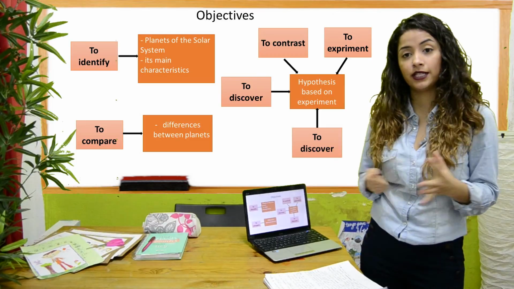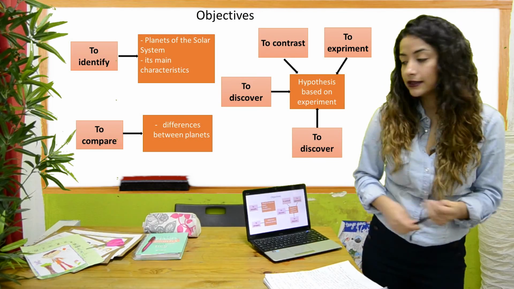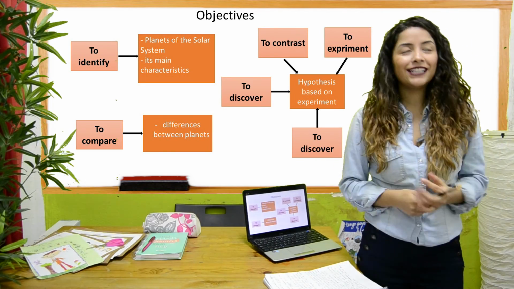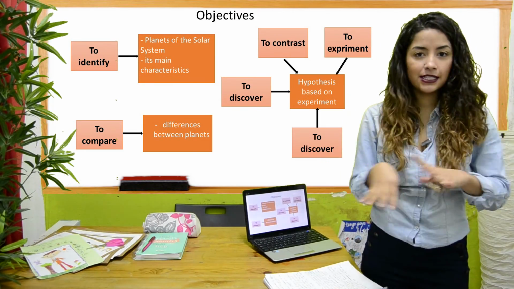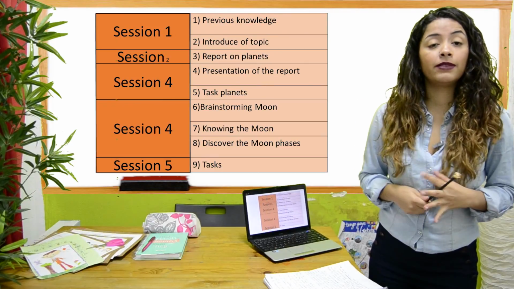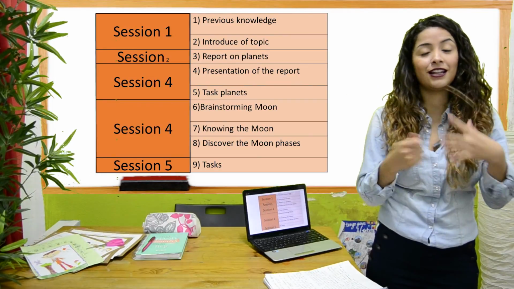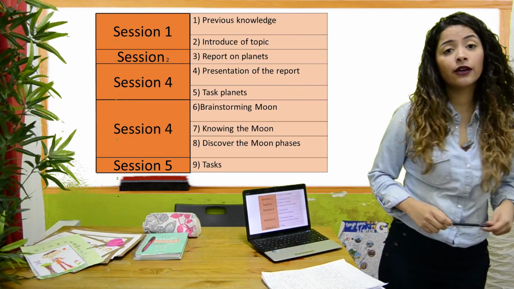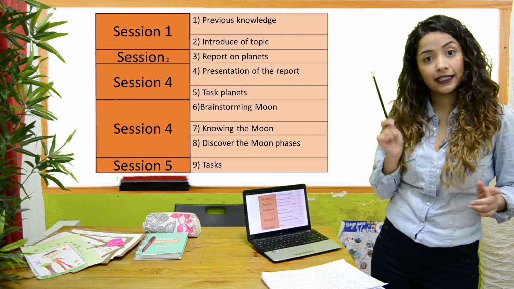The main specific objectives in this unit are to identify the planets of the solar system and their main characteristics, to compare planets and their characteristics, to create hypotheses, contrast information, experiment, research information, imagine, etc. After this presentation, I'm going to speak about the activities and tasks, which are really important for the teaching and learning process. The unit will be carried out in 5 sessions of 50 minutes each, with 9 activities and tasks.